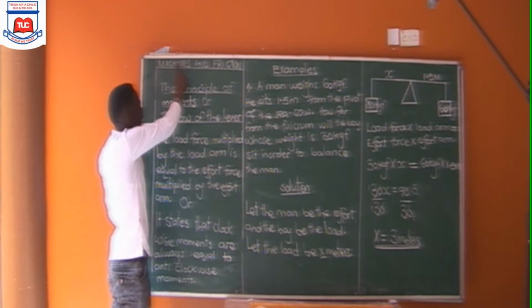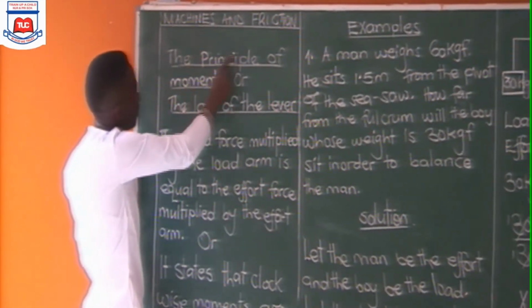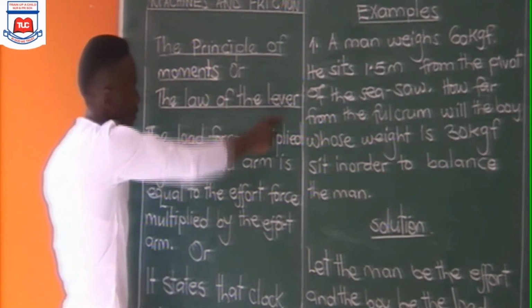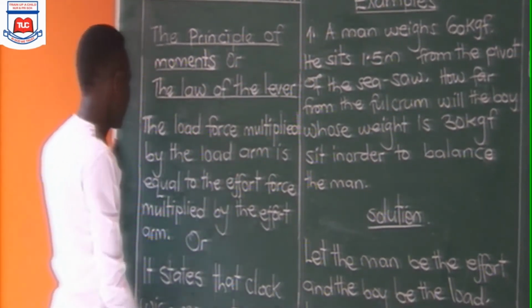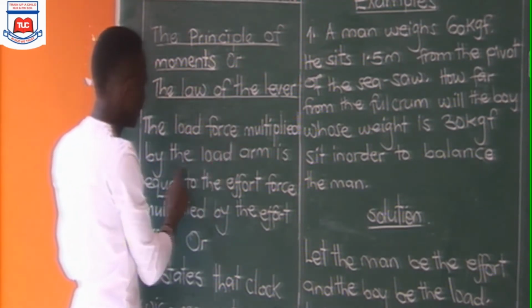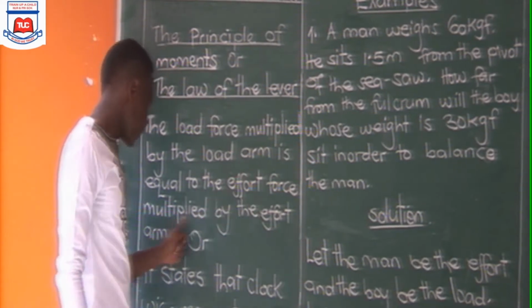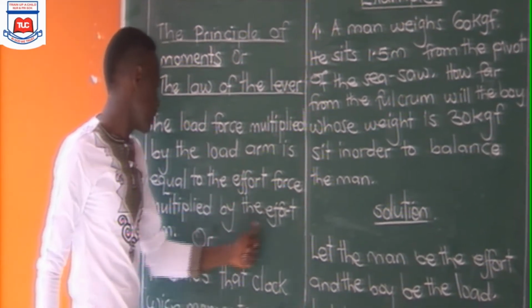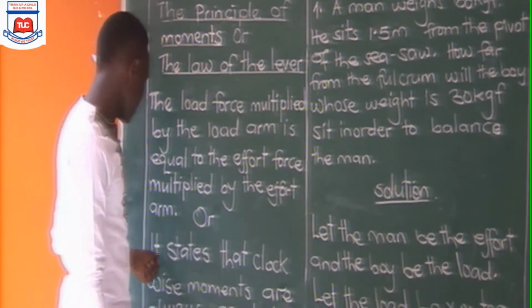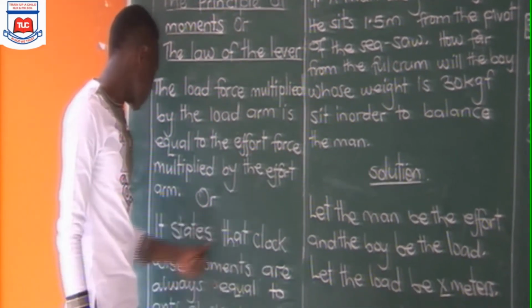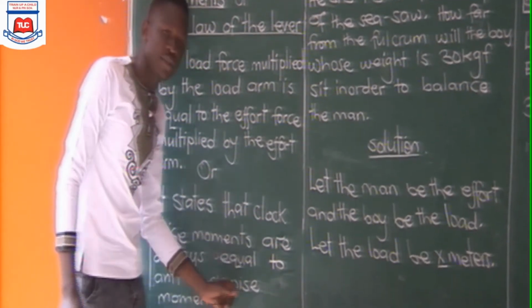We are still looking at machines and friction, and under that we have the principle of moments, or the law of the lever. Simply, the law of the lever states that the load force multiplied by the load arm is equal to the effort force multiplied by the effort arm. Or you can say it states that the clockwise moments are always equal to anti-clockwise moments.